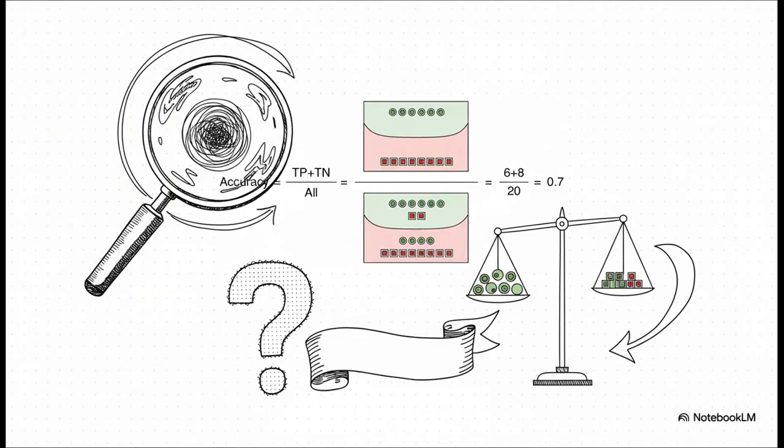So first, there's accuracy. This is the one we all kind of know. You just take all the correct predictions, your true positives and your true negatives, and divide by the total number of guesses made. It gives you that quick, high-level summary. Overall, how often was the system right? But, and this is a big but, as we're about to see, it can be super misleading.